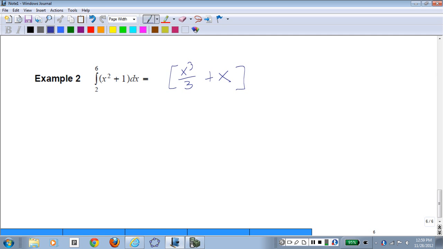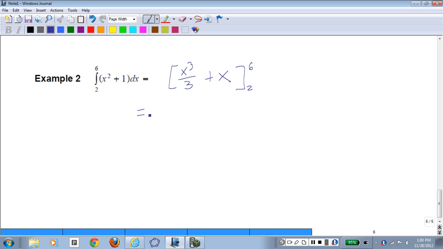As far as the 2 and the 6, what I want to do is carry those over, just kind of scoot them sideways, and put the 2 here and the 6 there. What that tells me is I'm going to take the 6 and plug it in, substitute it for x in both those places and evaluate that. And then I'm going to take the 2 and plug that in to both places, get an answer, and then I'll subtract what I got from plugging in the 2 from what I got from plugging in the 6.